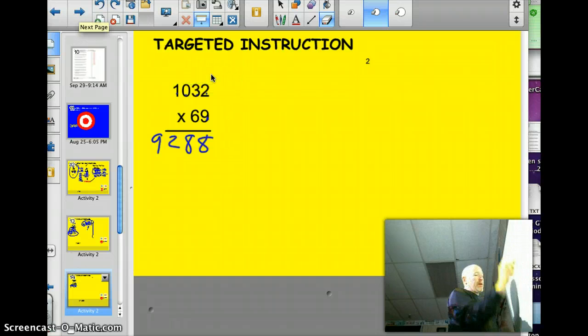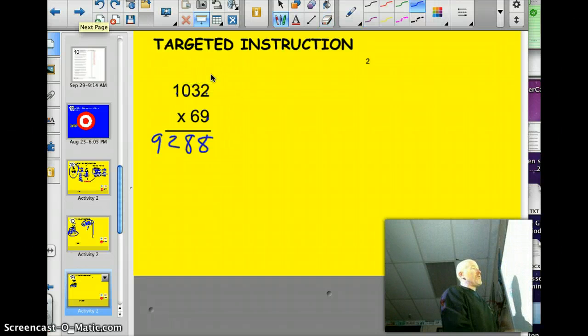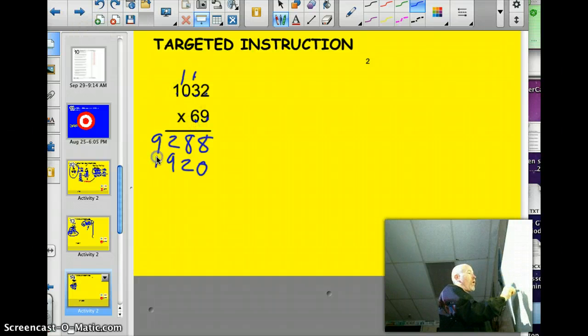I'm going to erase these up here so I can not get confused. Now I'm in the tens column, so I've got to put that extra 0 down. 6 times 2 is 12. There's the 2. There's the 1. 6 times 3 is 18, plus 1 is 19. 6 times 0 is 0, plus that 1 is 1, and then 6 times 1 is 6.